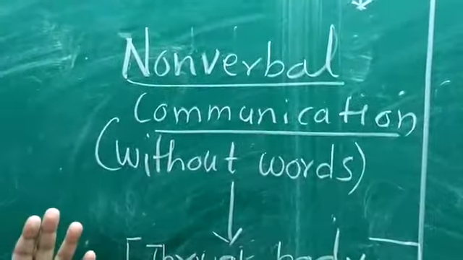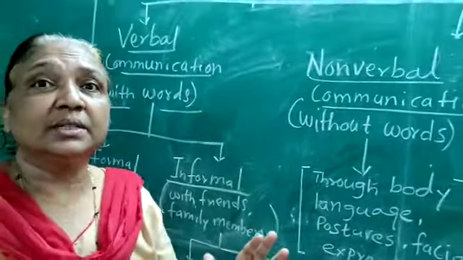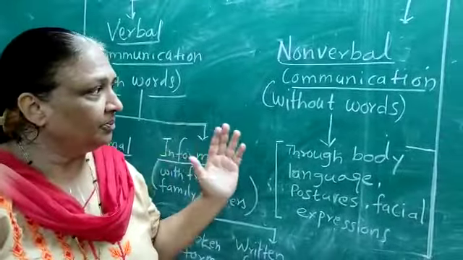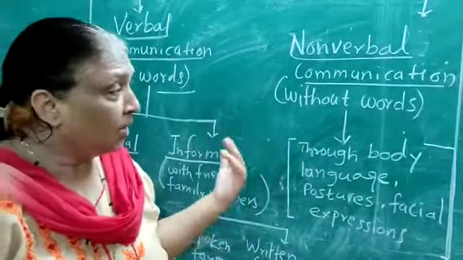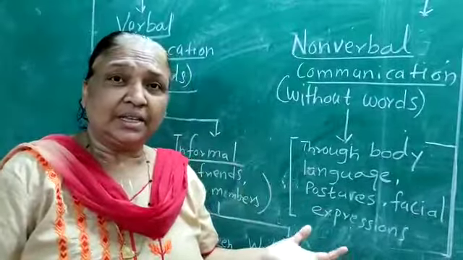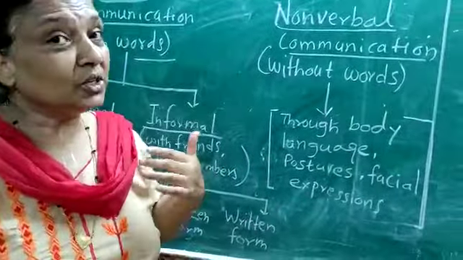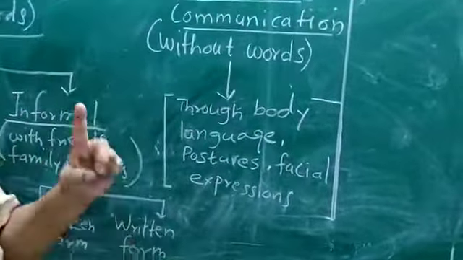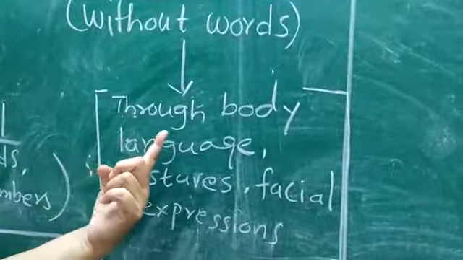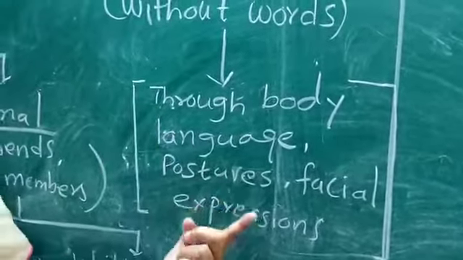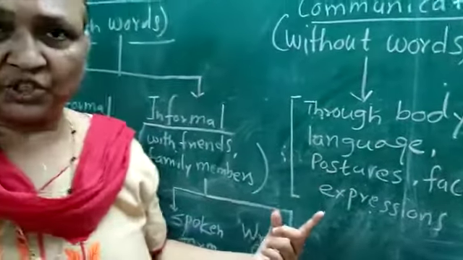So non-verbal communication is the communication when it takes place without words. Words are not used. Now see, how do the people who can't speak communicate? They communicate with their actions, with their body language, with their facial expressions. So such communication without words is called non-verbal communication. And this communication takes place with the help of body language, facial expressions, postures and gestures.